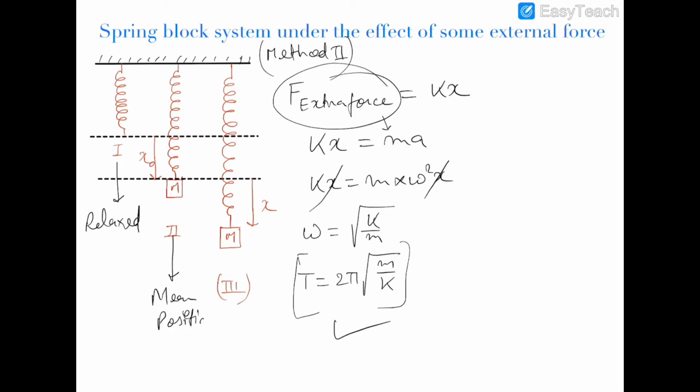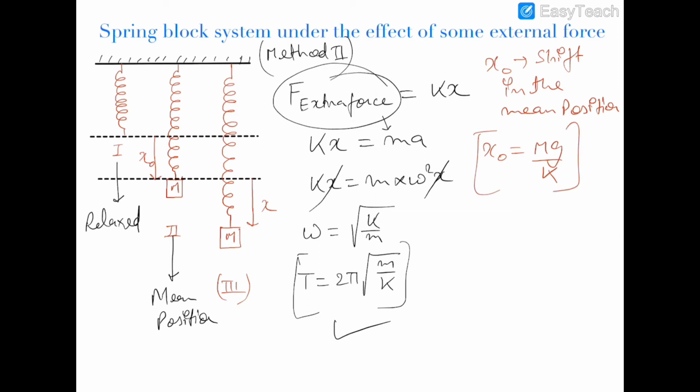So we can say that due to this mg, which is acting in the downward direction, the mean position of this system has shifted by a distance of x naught. So x naught is the shift in the mean position, where x naught is equal to mg by k. So if the spring block system is under the effect of some external uniform force, then the time period still remains the same, but the mean position shifts by a distance of F external by k in the direction of the external force.